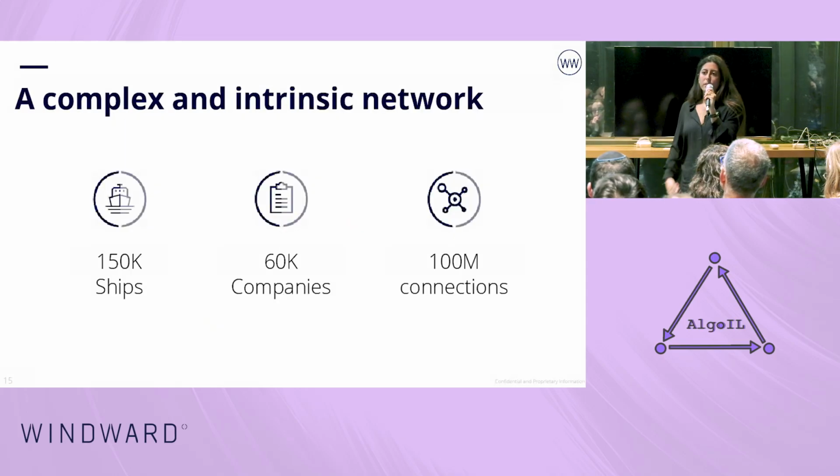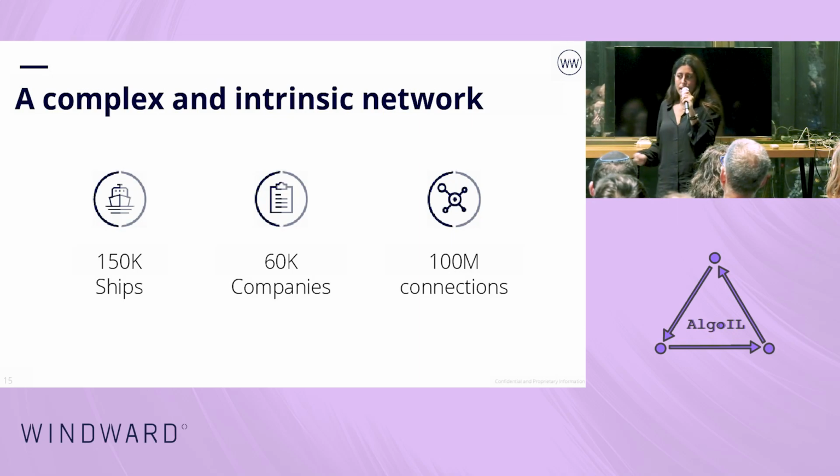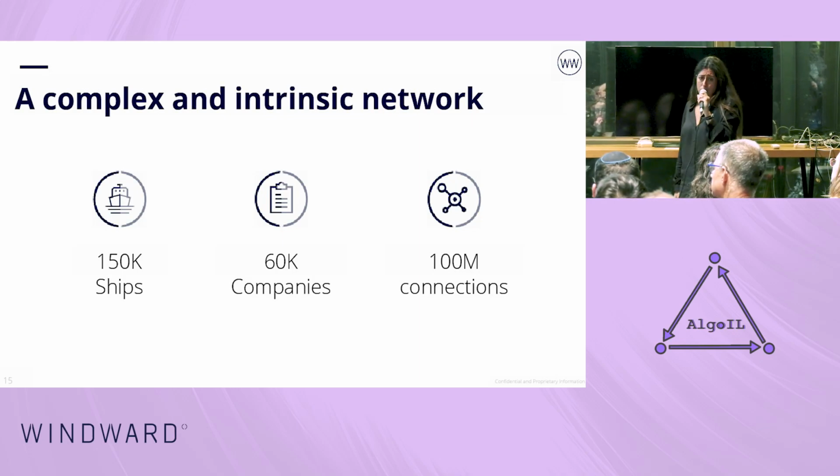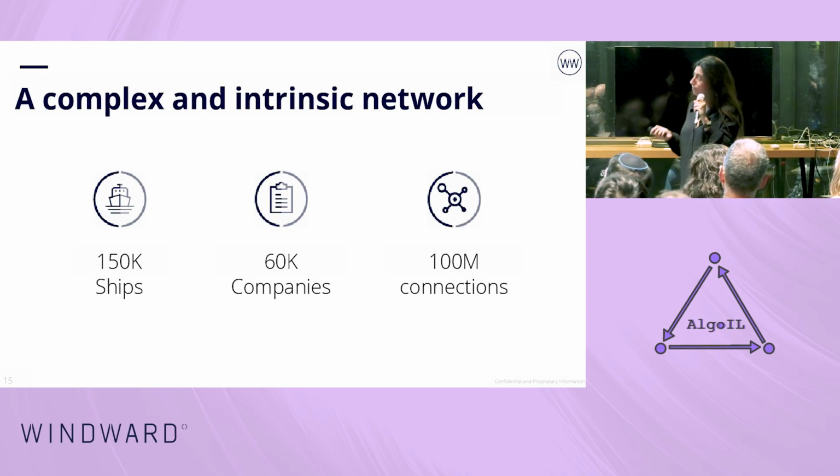You also have other types of relations that we build at Windward. For example, what we call here similarity relation. If we think that two vessels behave the same way, then we create a connection between them to be able to identify them. So in the end, if you think about it, it makes about 100 million connections in our graph.